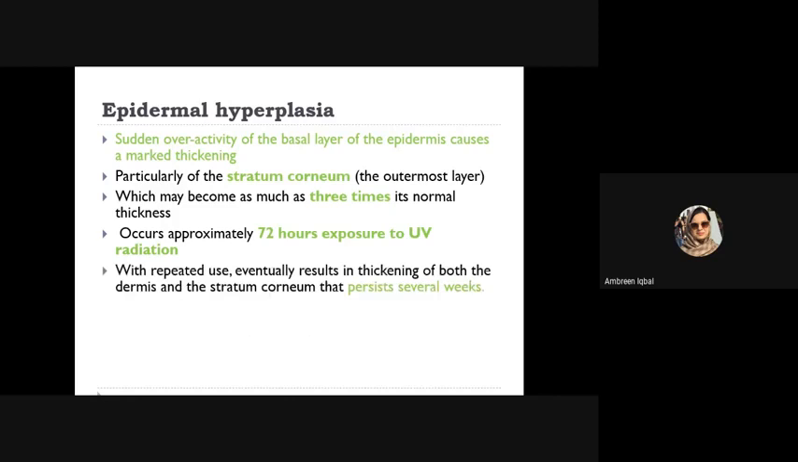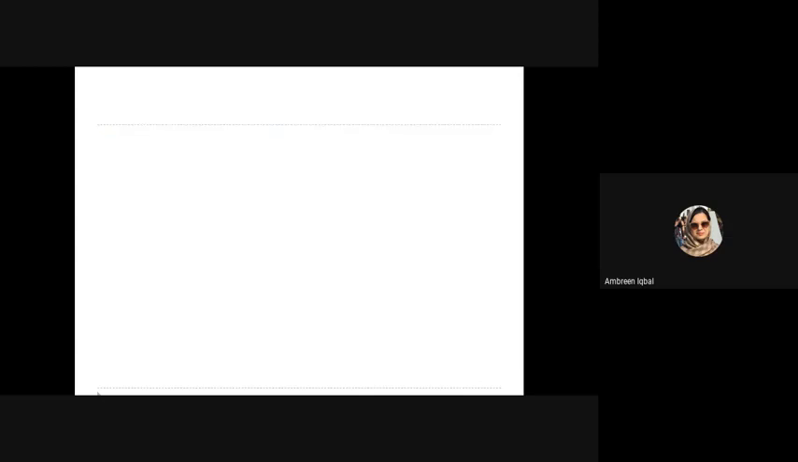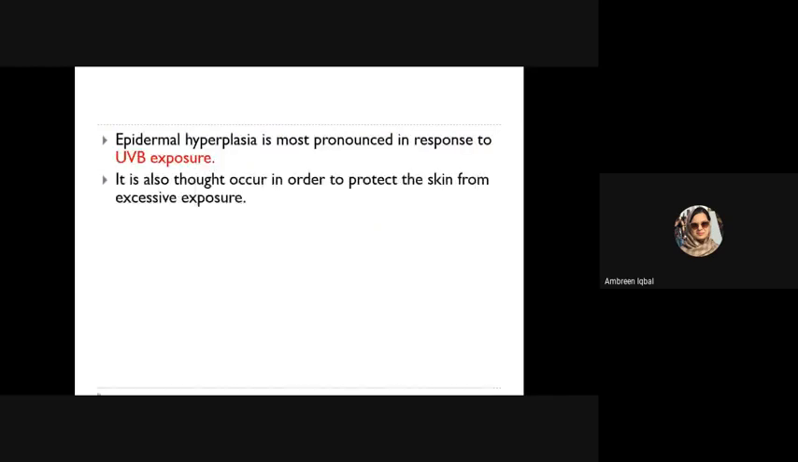With repeated use, this eventually results in thickening of both the dermis and stratum corneum that persists for several weeks. This effect is again due to the release of prostaglandins in response to ultraviolet radiation, and these prostaglandins increase the DNA synthesis by epidermal cells and increase epithelial cell turnover and cause cellular hyperplasia. Epidermal hyperplasia is most pronounced with ultraviolet B exposure.